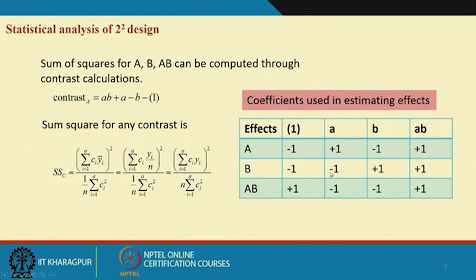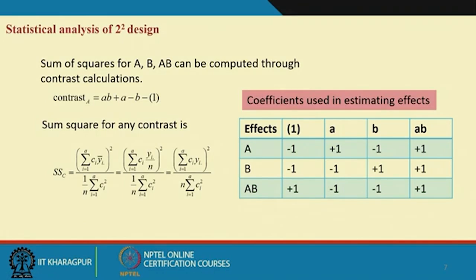Now, how do you compute the contrast of A? As I told you, it is this row multiplied by the effect row. A's row is the mean contrast constant for A, multiplied by the effect values. These two multiply, you will get contrast A. If this and this are multiplied, you will get contrast B. If this and this are multiplied, you will get contrast C. Now, how to compute the sum of squares of contrast?